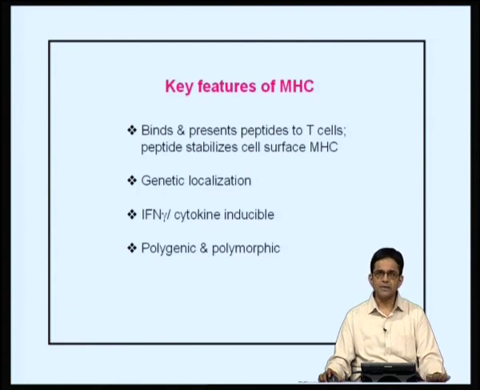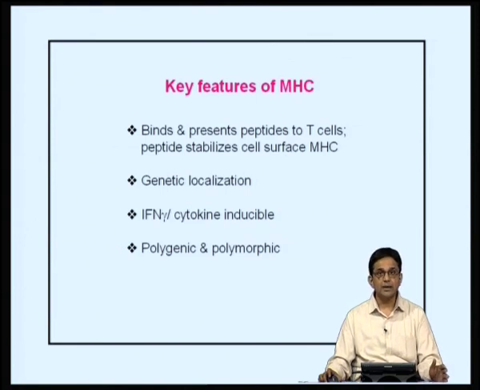The other aspect is that MHC molecules are polygenic. That means there are several genes encoding. So, for example, in humans, you have MHC class 1 that is encoded by A, B and C. And in MHC class 2, human ones are DP, DQ, DR. So, there are these different genes that are encoding MHC class 1 or MHC class 2 molecules.